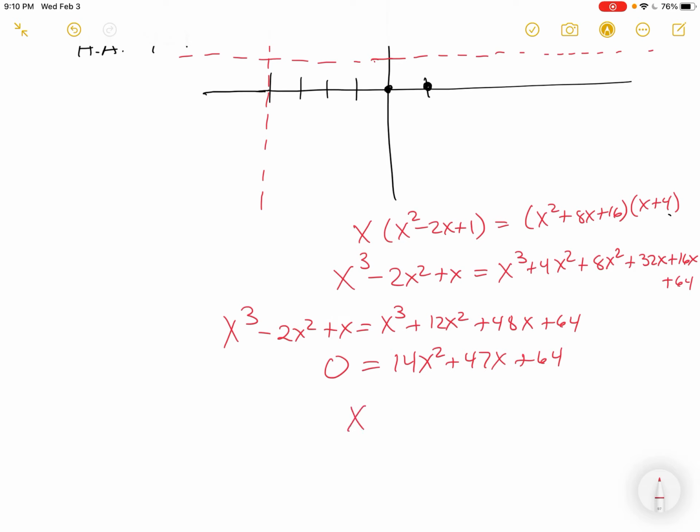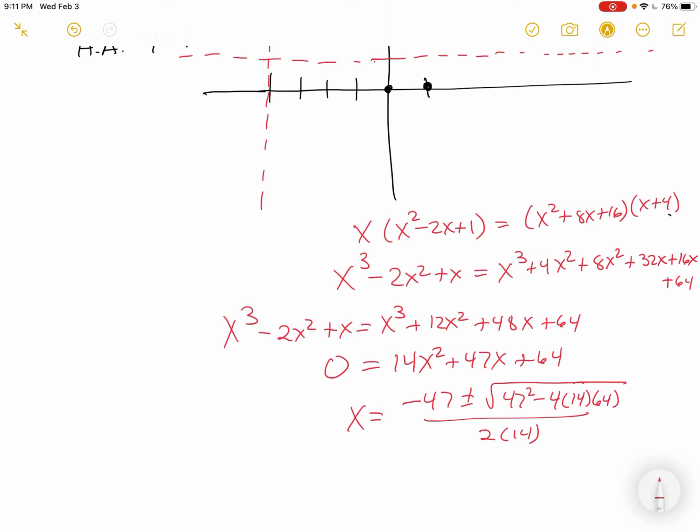What if we tried to see if it did by using the quadratic formula, negative 47 plus or minus the square root of 47 squared minus 4 times 14 times 64 all over 2 times 14, right? So we just want to see where that's at, and the answers could be pretty nasty. So let me look at 47 squared minus 4 times 14 times 64.